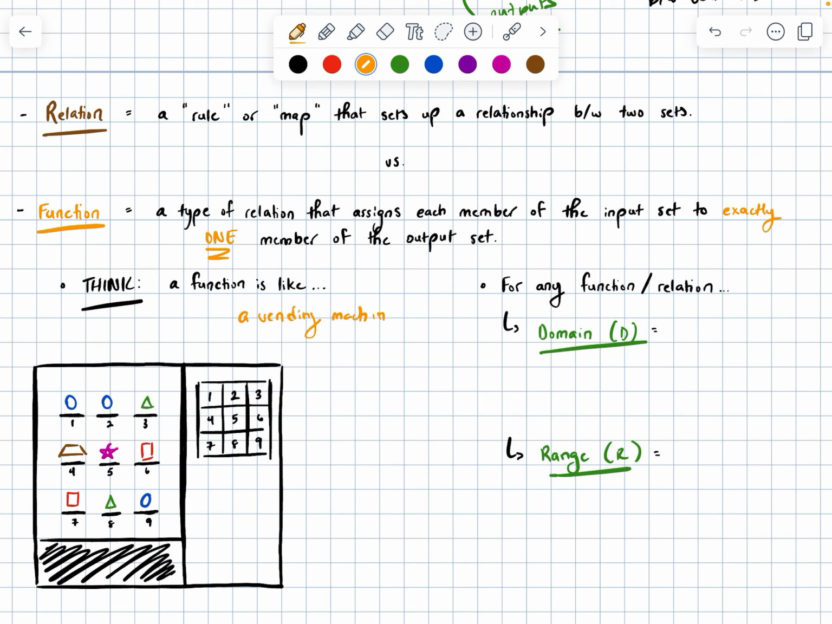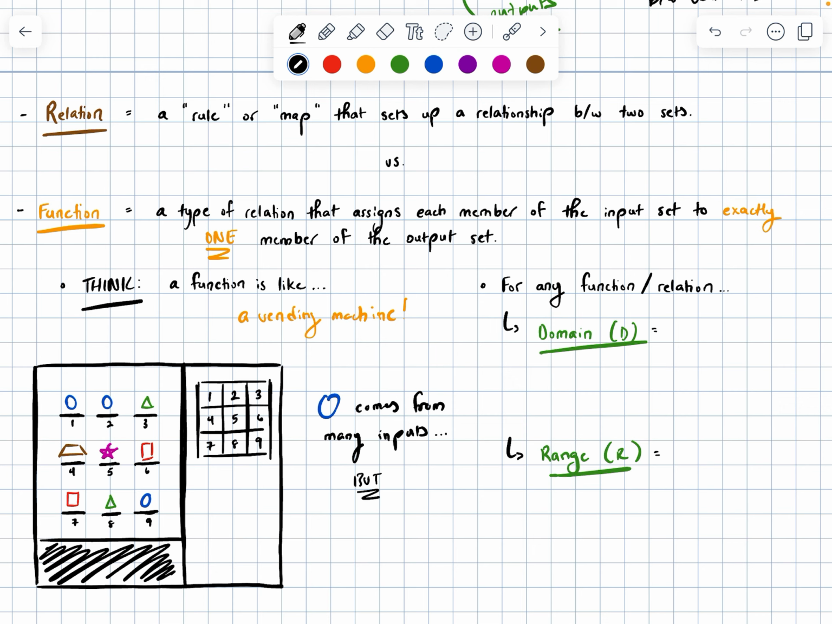So say, for example, that in the vending machine that's poorly drawn here to the bottom left, I want to get a blue circle snack. Now, my blue circle snack can come from a number of different inputs, right? So I could plug in 1, I could plug in 2, or I could plug in 9, and I would still get my circle snack. That actually has nothing to do with being a function.